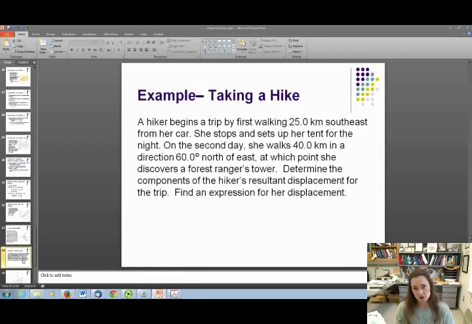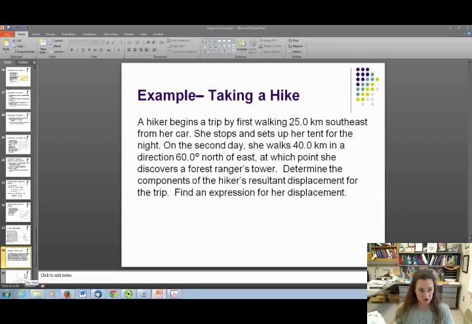Without further ado, let's go into an example problem of how to do this graphical and algebraic vector addition. We have a hiker, and she begins by first walking 25 kilometers southeast from her car. Then she stops and sets up her tent for the night. On the second day, she walks 40 kilometers in a direction 60 degrees north of east, at which point she discovers a tower. Determine the components of the hiker's resultant displacement for the trip, and then find an expression for her displacement.